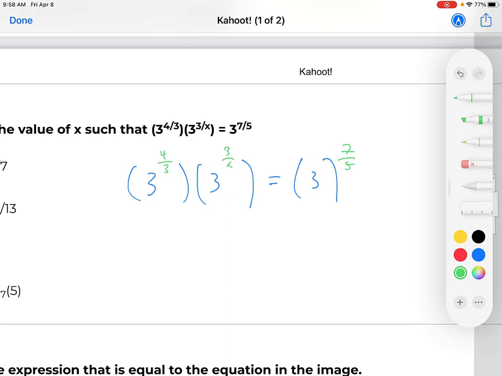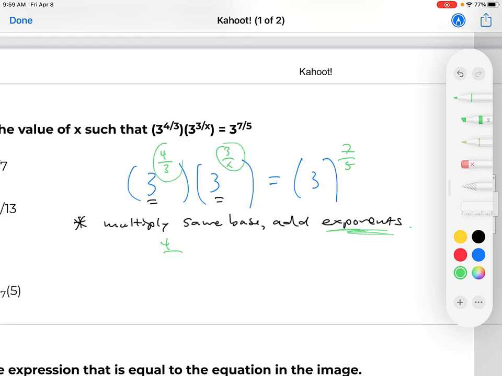Okay, because you have the same base, you add the exponents. Let's write that. Multiply, same base. The base is the 3. Add exponents. The exponents are what color? The exponents are green. So all we have to do is add those. 4/3 plus 3 over x equals 7/5.